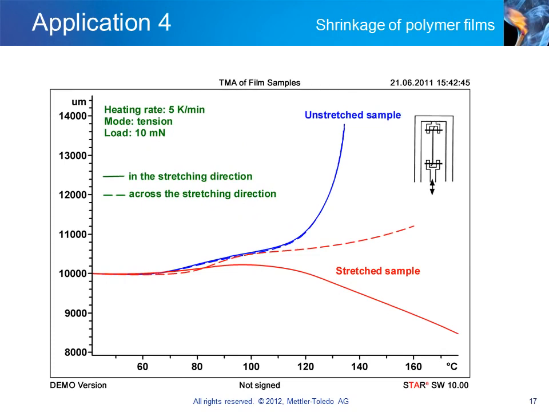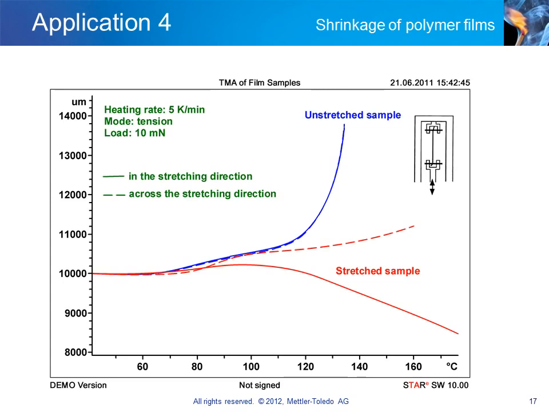Stretched films often have a preferred orientation and hence exhibit anisotropic mechanical properties. These properties can be characterized by measuring the expansion or shrinkage behavior using TMA. The slide shows the TMA curves of two polyether sulfone-based film samples. The red curves show the results obtained from the stretched film measured in and across the stretching direction, and the blue curves the results from the unstretched film.